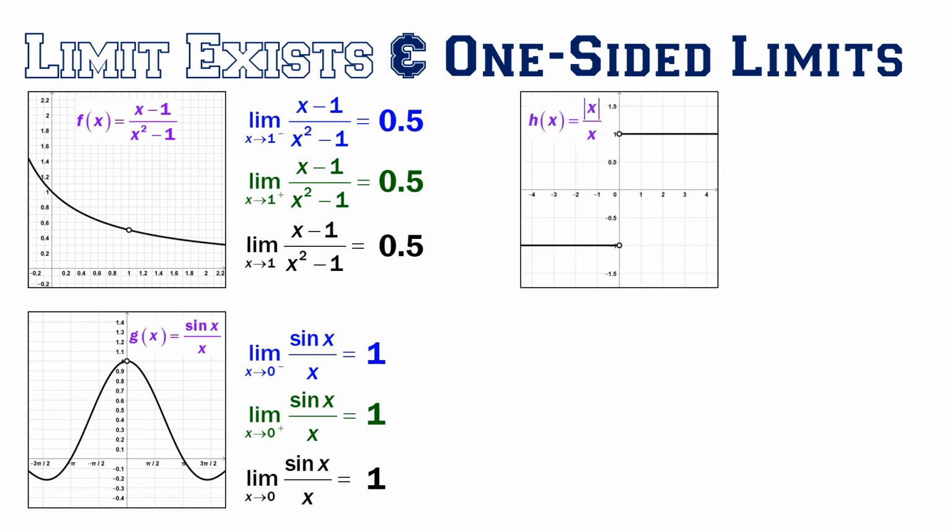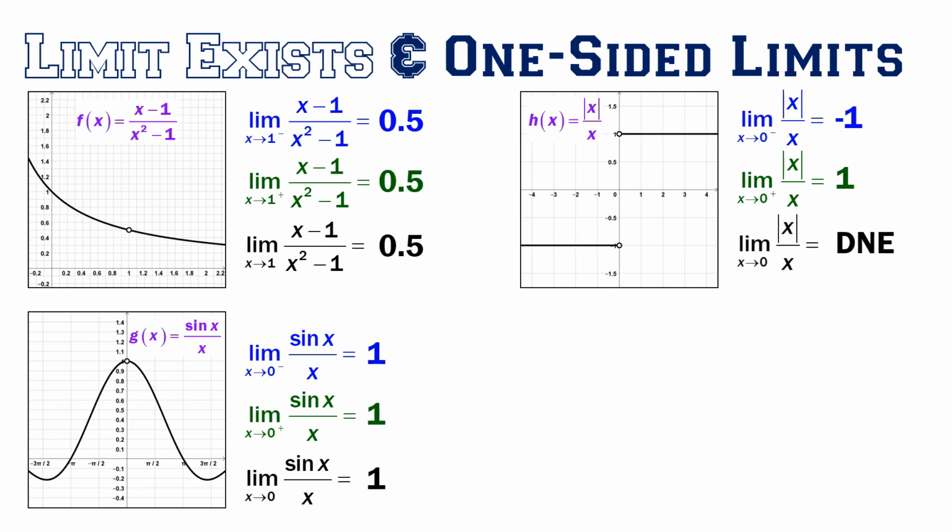h of x equaling the absolute value of x. The left-hand limit of h of x as x approaches 0 equals negative 1. The right-hand limit as x approaches 0 equals positive 1. Those heights do not equal each other. Those limits do not equal each other. Therefore, the limit of h of x as x approaches 0 does not exist.